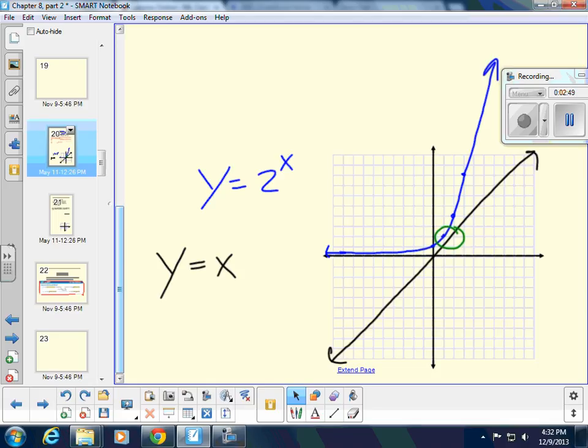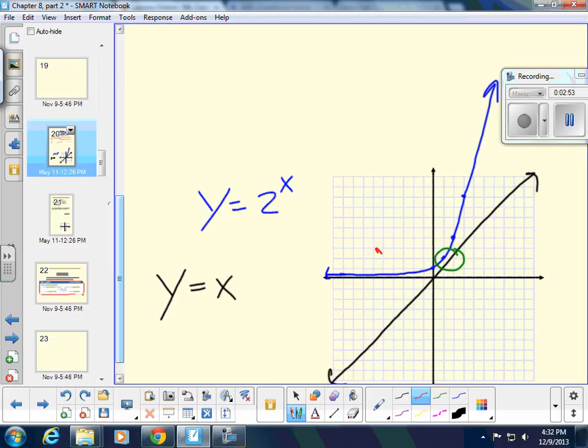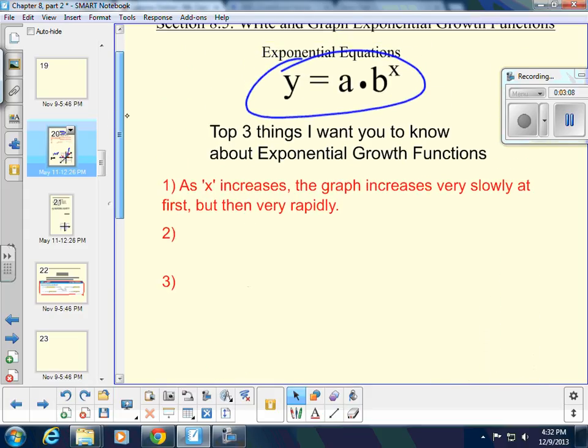So one thing to remember about exponentials is they grow very slowly at the beginning. In these stages, growing very slowly. Maybe they get to a point where they start to pass a linear equation's growth rate, and now all of a sudden they are increasing very rapidly as we get to bigger and bigger values of x. So that's one thing I'd want you to take away, one of my top 3 things you should take away from exponential growth equations.